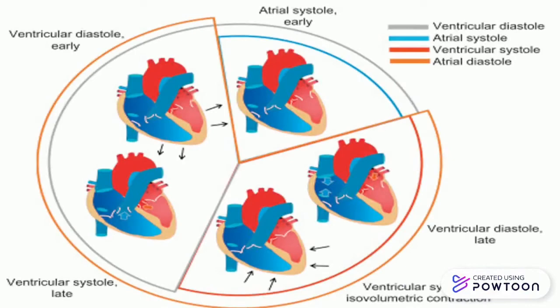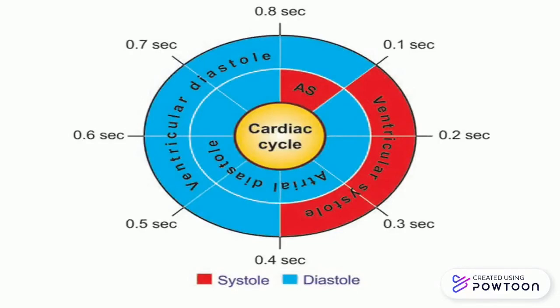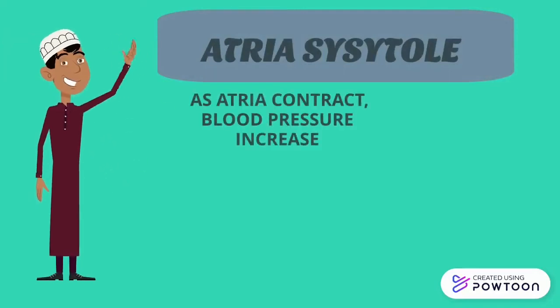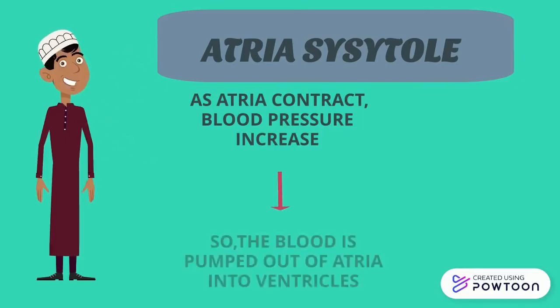On this slide, you can see the phases of the cardiac cycle. Atrial systole takes 0.1 seconds, ventricular systole 0.2 seconds, and ventricular and atrial diastole takes 0.4 seconds. The whole complete cycle is 0.8 seconds. Now we will talk about the process of the cardiac cycle, starting with atrial systole. As the atria contract, blood pressure increases, so the blood is pumped out of the atria into the ventricles.